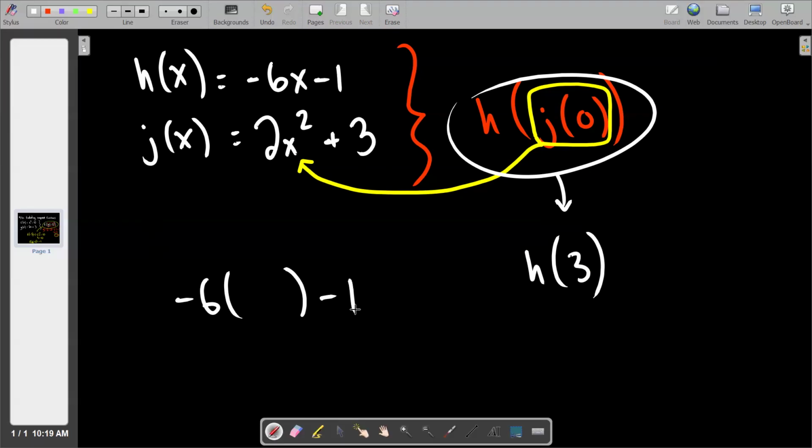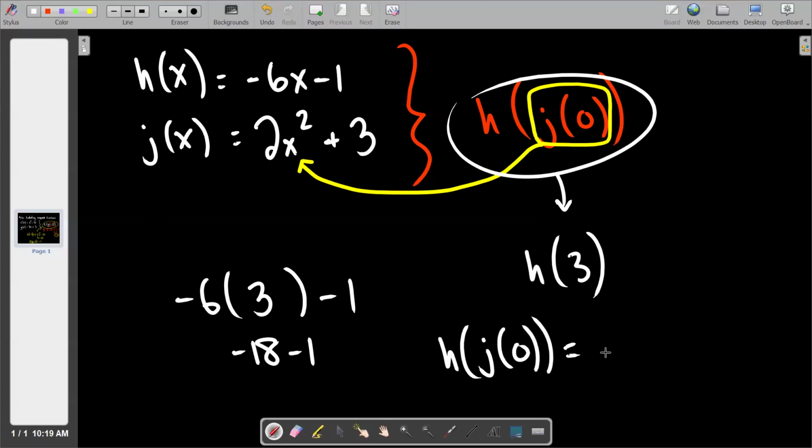And what do we put in those parentheses? 3, because that was the output of the first part of the problem. What's -6 times 3? -18. What's -18 minus 1? -19. Good. So we say that h of j of 0 equals -19.